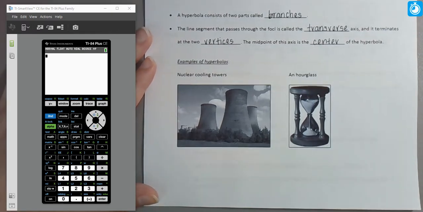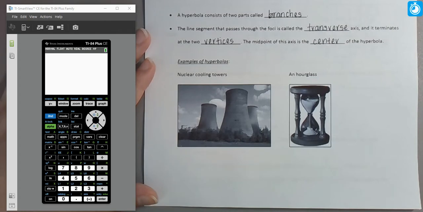Also, if you've ever seen one of those, I don't know what you would necessarily call it, but you put a coin in a slot and it rolls down a funnel around in a circle until it falls into the bottom of the funnel. That's what we call a hyperbolic funnel. So that particular shape is also based on the shape of a hyperbola.